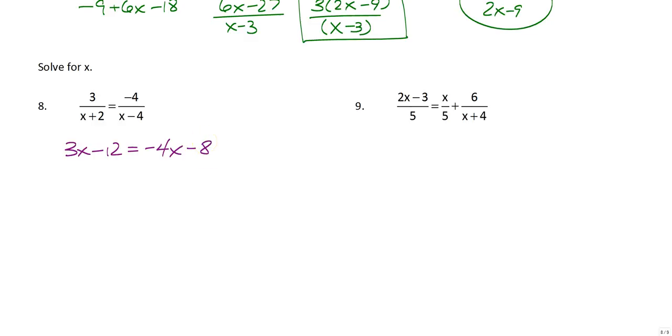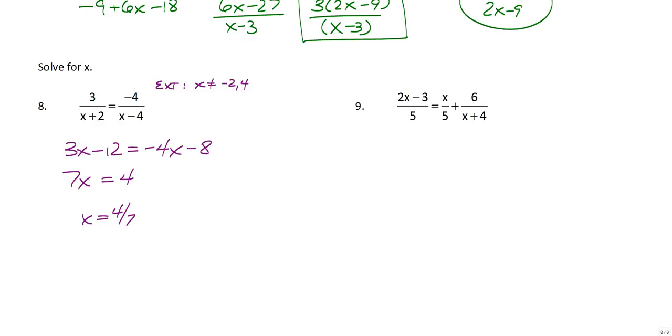So from here, we're just going to add our 4x and get 7x over here, add our 12 to the other side, and we're going to get 4. Divide both sides by 7, we get x equals 4/7, and we're good to go. But remember, you always need to check to make sure it's not an extraneous solution. So sometimes you list what your extraneous solutions could be. X is not allowed to equal a negative 2 or a positive 4. So in this case, none of them give us that, so we're good.